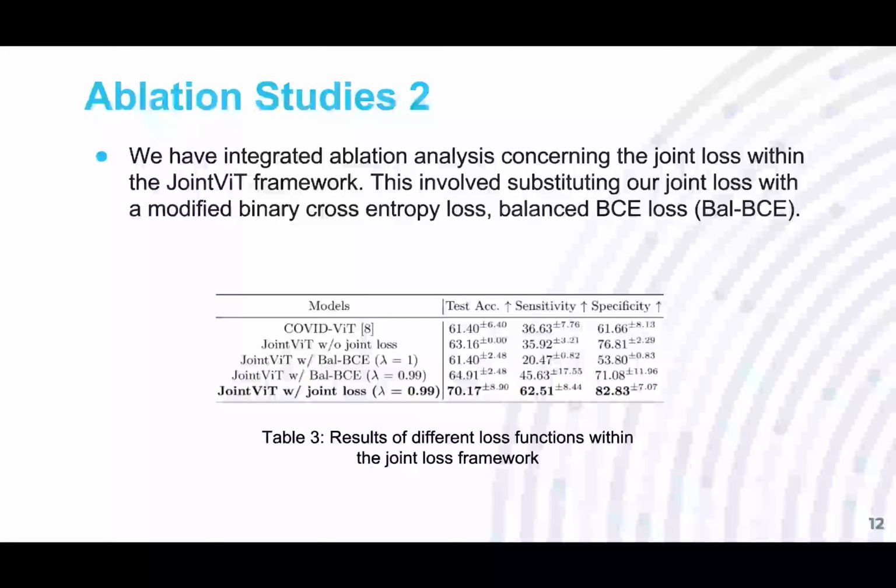We have additionally integrated ablation analysis concerning the joint loss within the proposed JointViT framework. This involves substituting our joint loss with a modified binary cross-entropy loss, balanced BCE loss, which is tailored specifically for addressing the challenges inherent in long-tailed image recognition problems. The results indicate that our joint loss function, which combines BCE and MSE losses, consistently achieves superior performance compared to alternative configurations.